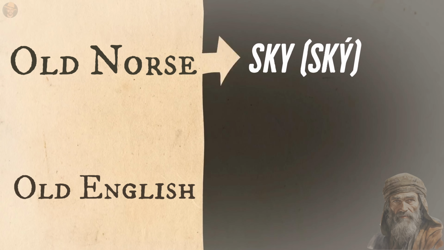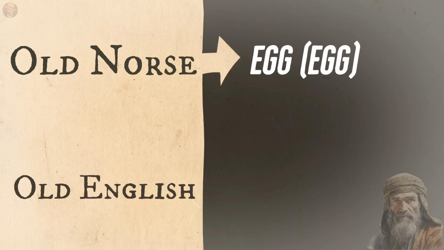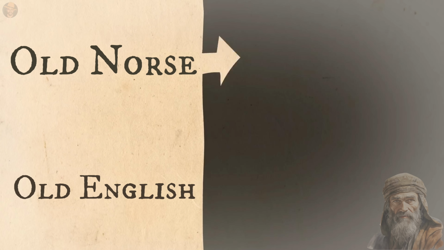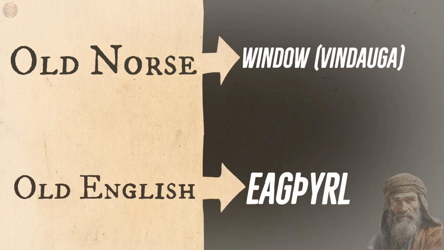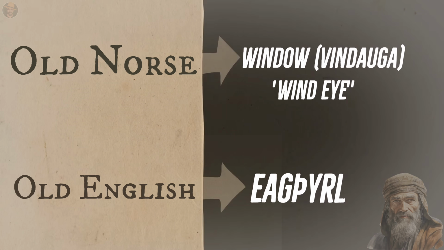Words like sky, originally ski in Old Norse, replaced the Old English word Heofon. The word egg, from the Old Norse egg, took over from the Old English ey. Even everyday terms like window, derived from the Old Norse vindauga, literally wind eye, found their place in the English language.